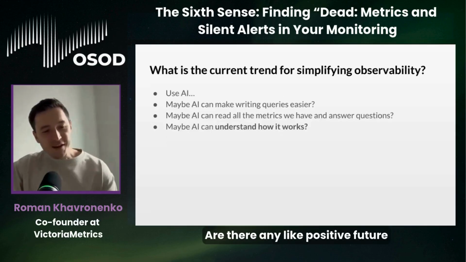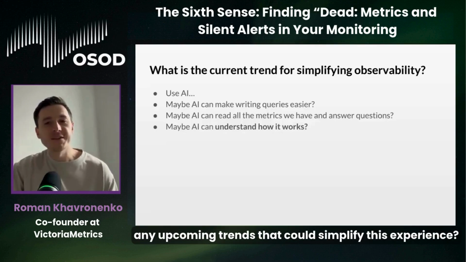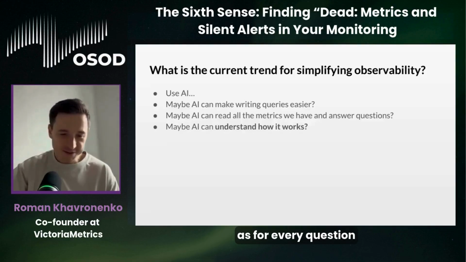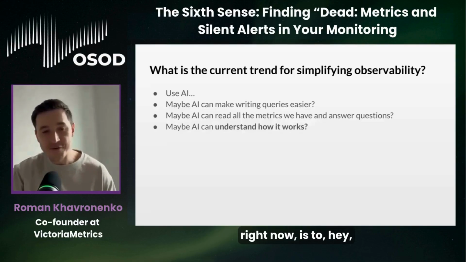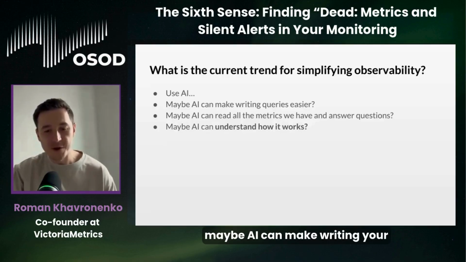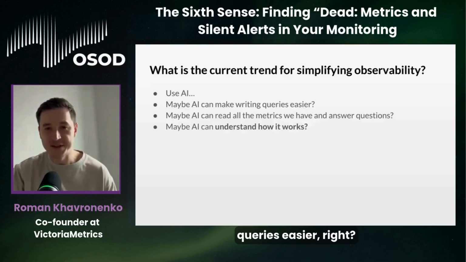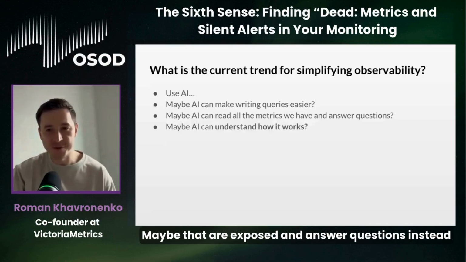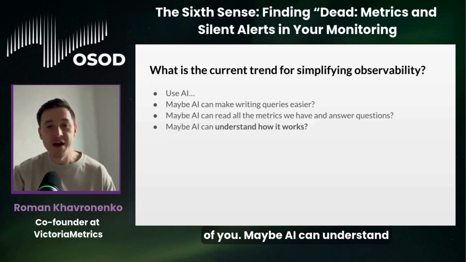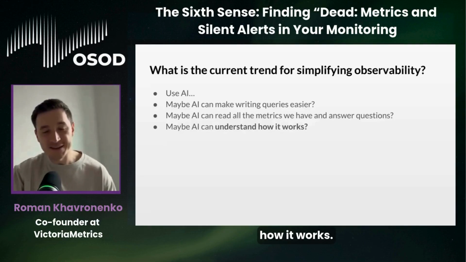Okay. Are there any positive future changes, any upcoming trends that could simplify this experience? And the answer, as for every question right now, is, hey, use AI. Well, maybe AI can make writing your queries easier, right? Maybe AI can read all those metrics that are exposed and answer questions instead of you. Maybe AI can understand how it works.